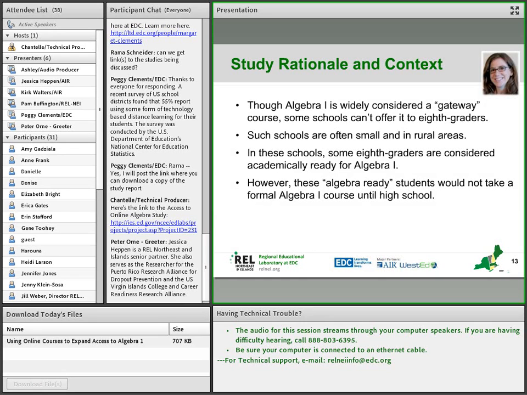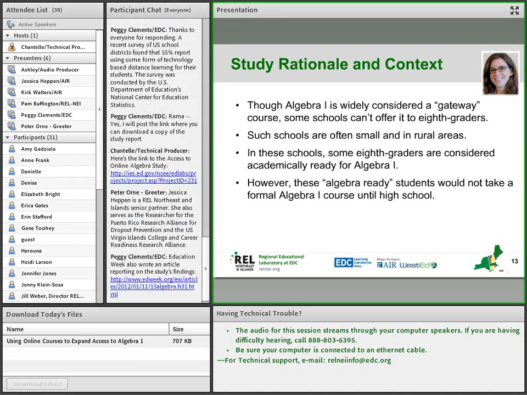So background for this study. Of course, Algebra I is widely considered and has been for a long time to be a gateway course, yet some schools don't offer it to 8th grade students, and there are a host of reasons why some middle schools don't offer Algebra I to 8th graders, given the policy impetus that has occurred over the past few decades to really push, if you will, Algebra I down to the middle school level.